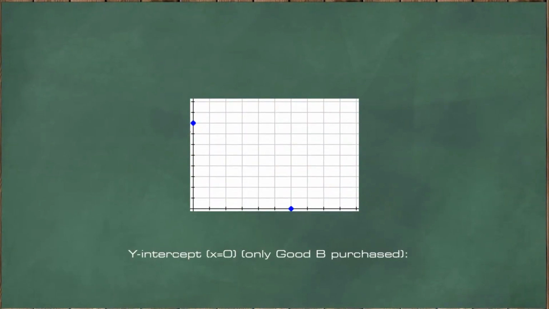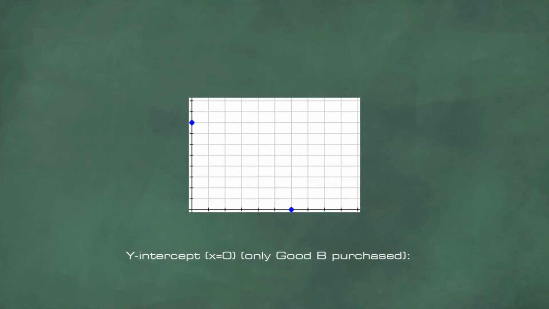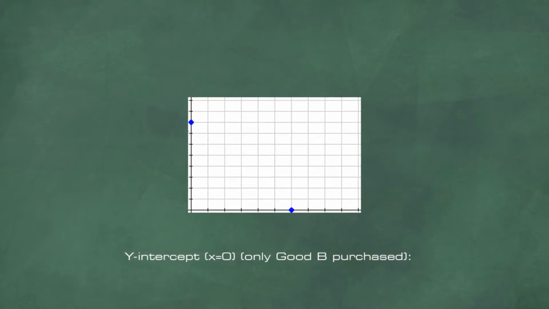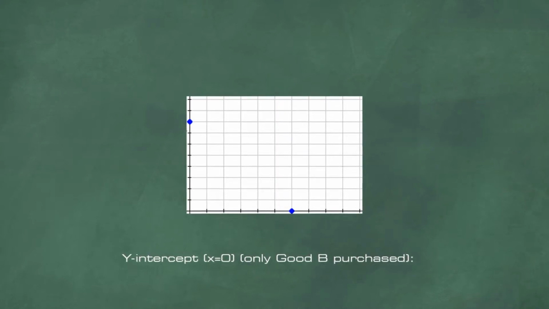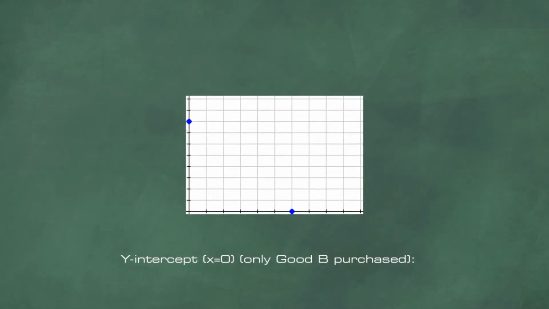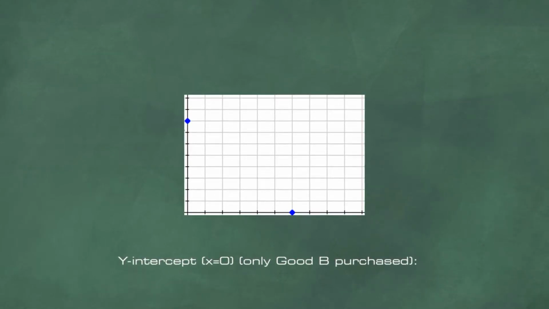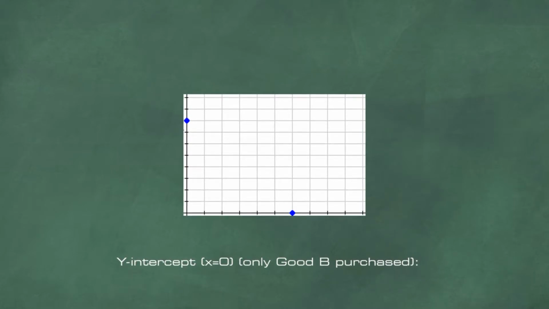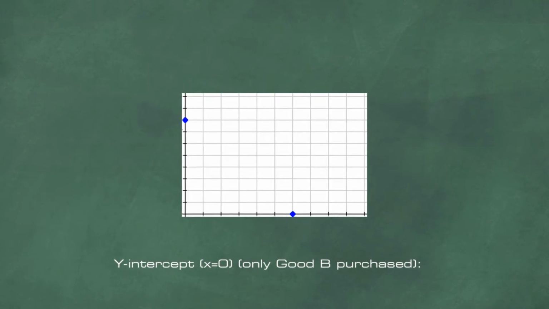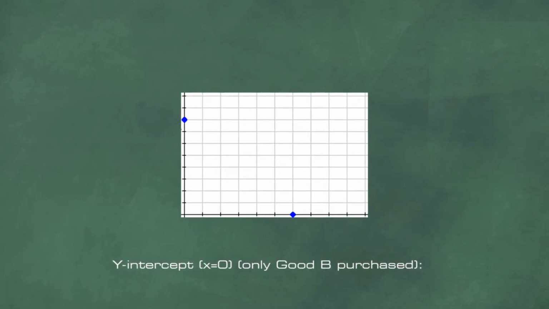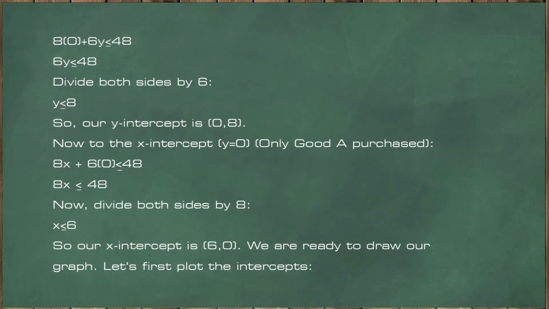Now, just remember that on our axes, with this x and y, the x-axis represents the number of good A purchased, and the y-axis represents the number of good B purchased. To make the budget line, you can simply find the x and y intercepts of the line, and just draw the line between them. This is the same thing as the consumer buying all that he can of good A or good B. To find the intercepts, you recognize that at the y-intercept, x equals 0, and at the x-intercept, y equals 0. Let's calculate these now.